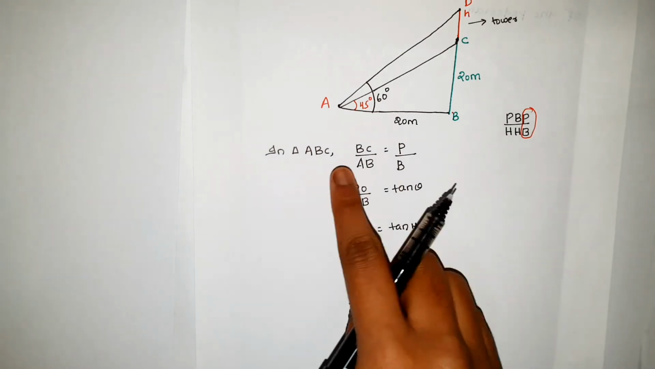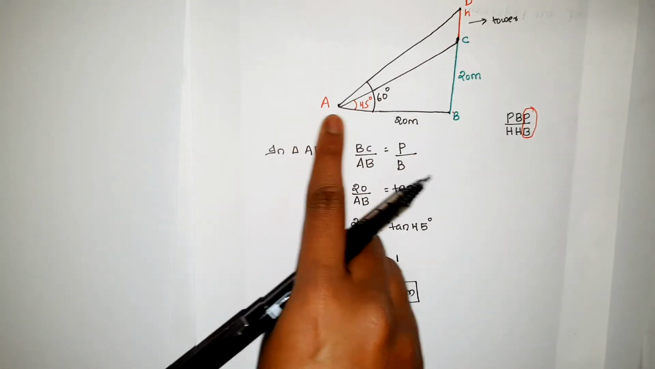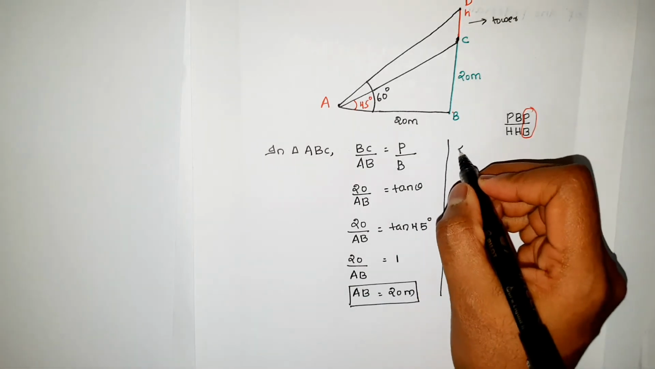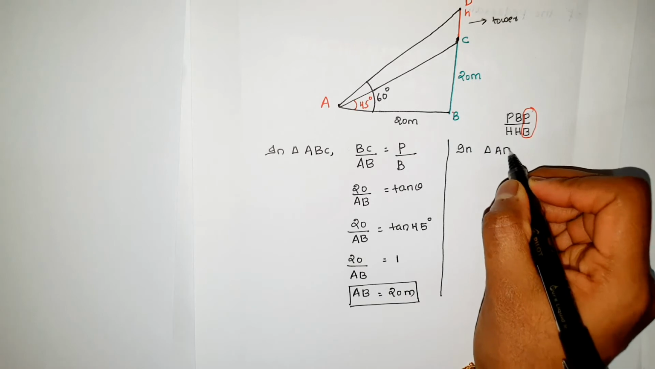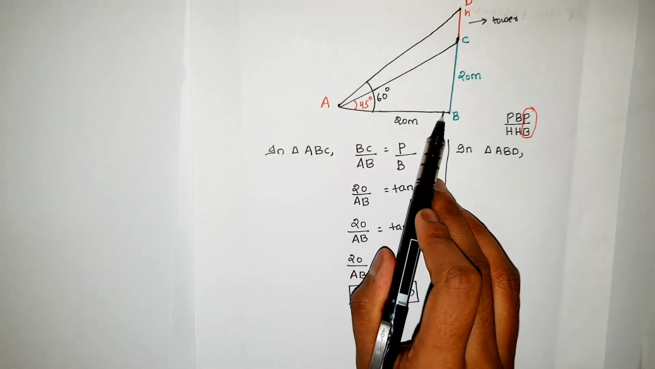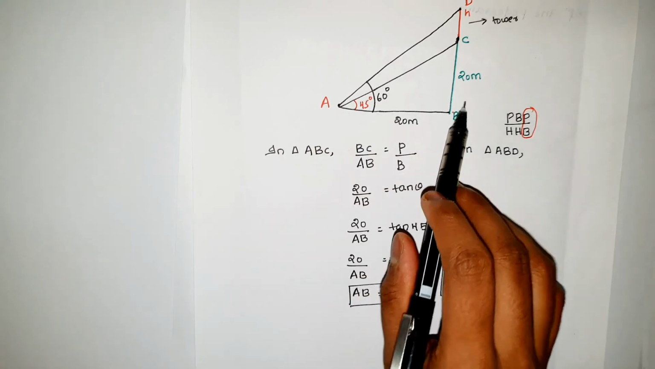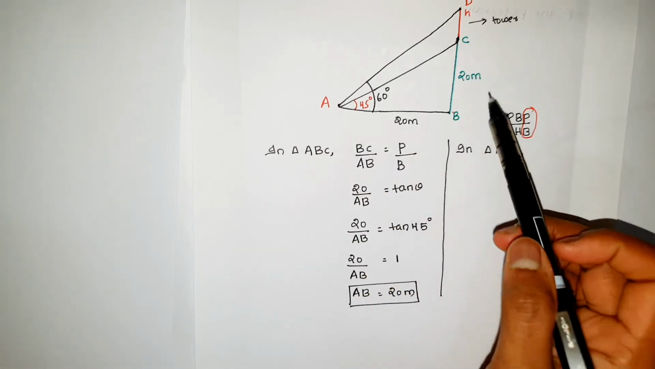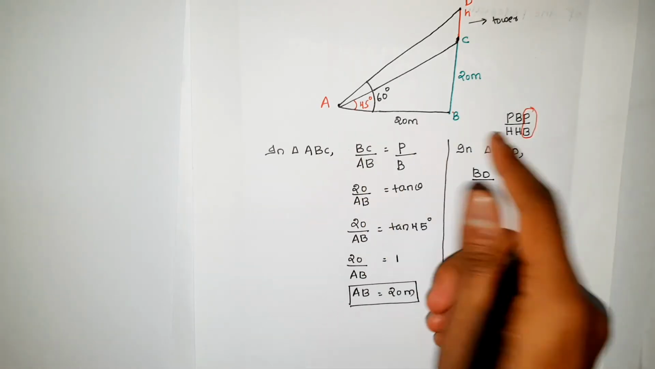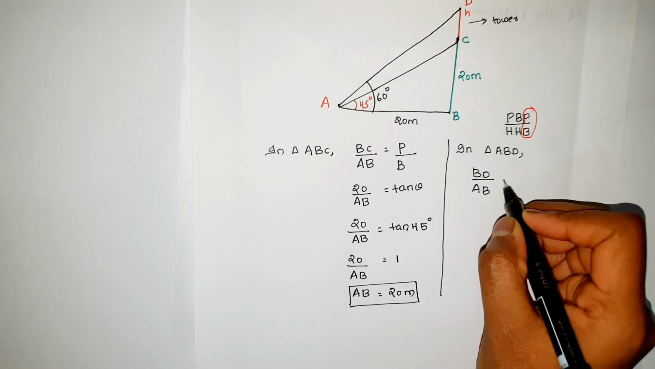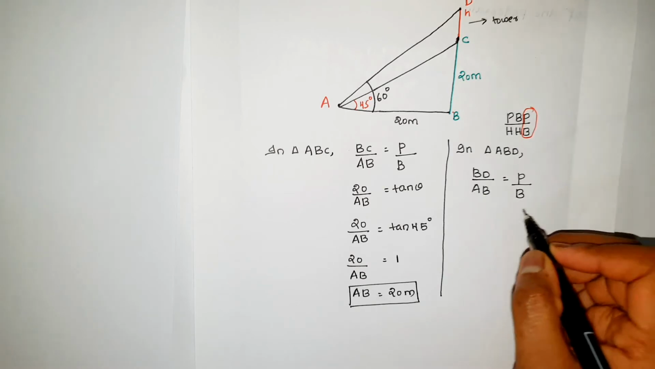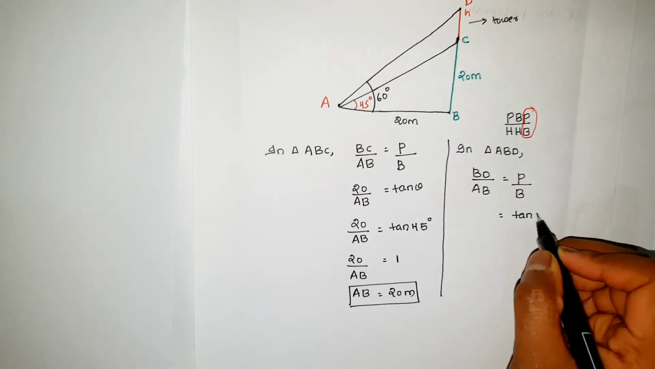Okay, so next we can take the second triangle, that is triangle ABD. In triangle ABD, we have only this side available for this triangle. So first we can start with the perpendicular. What is a perpendicular? BD is a perpendicular. So BD by our known side is AB. That is equal to, what is BD? That is perpendicular by AB is the base. Again tan theta.